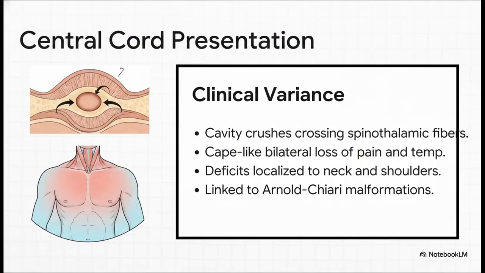Conversely, let's examine those central cord dynamics, particularly syringomyelia. Basically, a central fluid-filled cavity expands outward, and as it does, it severely crushes the crossing spinothalamic fibers right there in the anterior white commissure. This localized destruction drives a highly pathognomonic, quote-unquote, cape-like bilateral loss of pain and temperature sensation, distributed perfectly across the shoulders and neck. Oh, and keep in mind, it's also frequently linked to Arnold-Chiari malformations.